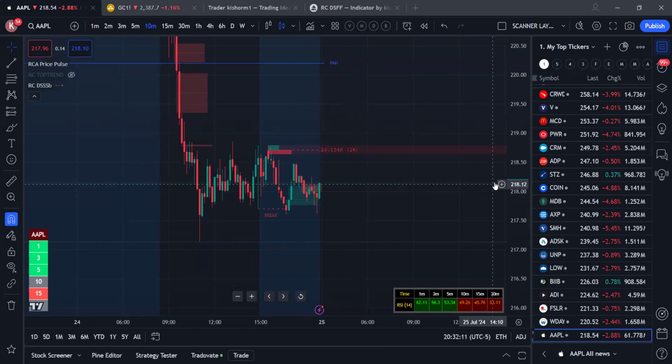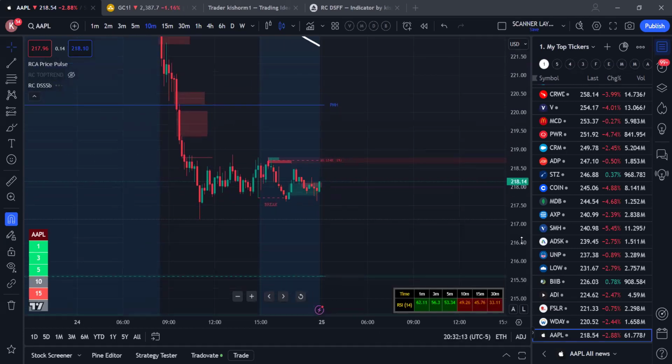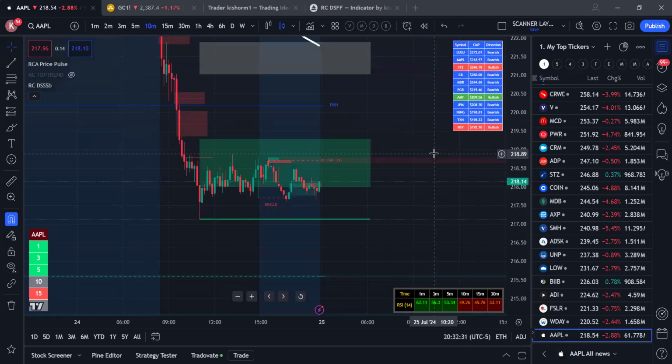Unless you don't have any other green in color, you can just ignore those blue colors. If you have something in green, they are the best opportunities. You go with the ones which are in the green color because not only the AMT scanner gave it, even the top trend, price pulse, all the other software are also giving a similar indication.